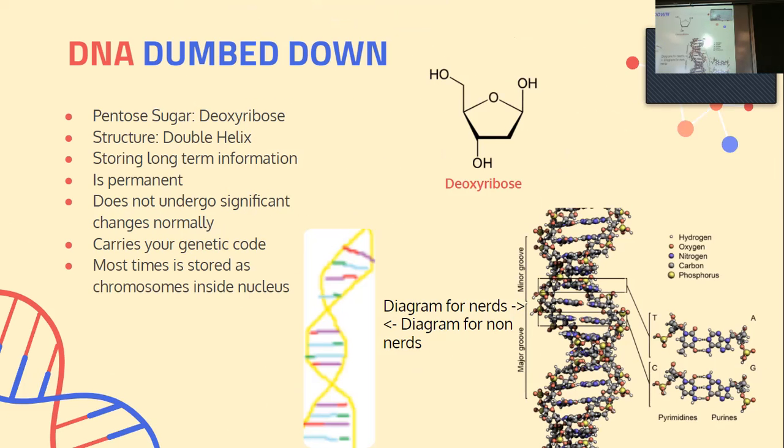So DNA dumbed down. First of all, its pentose sugar is deoxyribose. Its structure is a double helix. Its role involves storing long-term genetic information. It's permanent and usually does not go under significant changes. It carries a genetic code and is usually stored as chromosomes inside the nucleus.